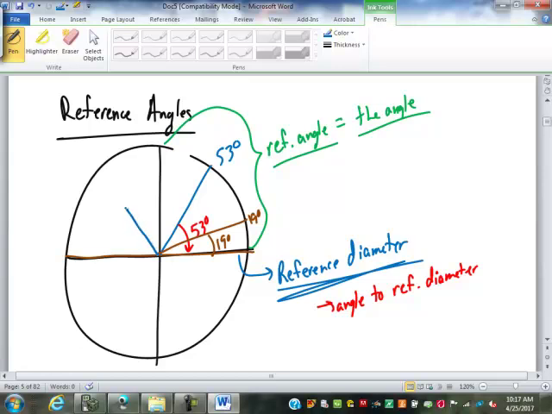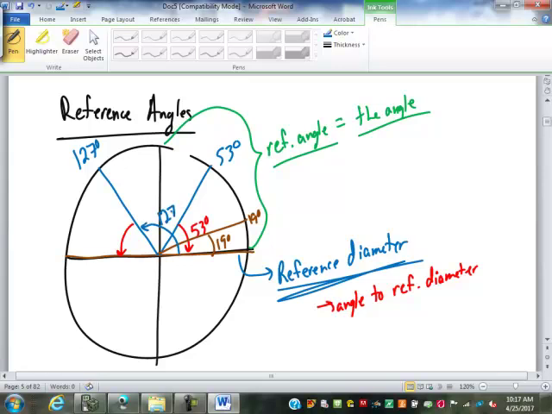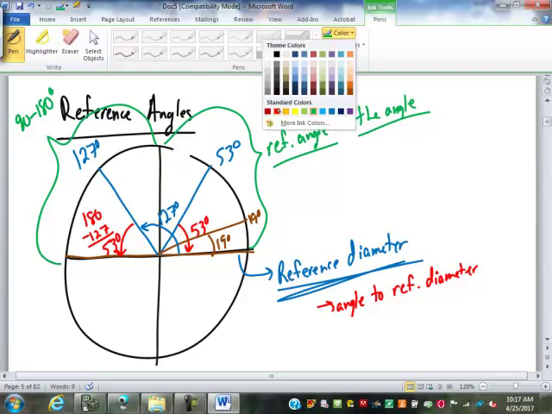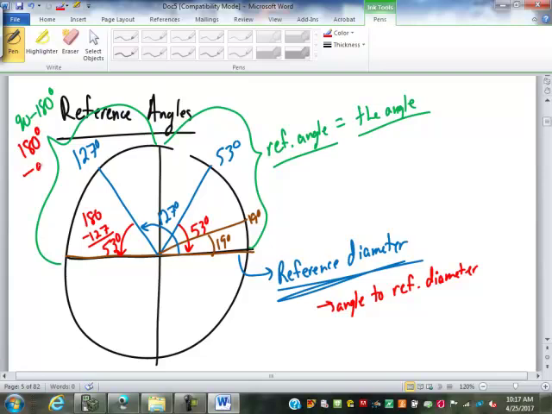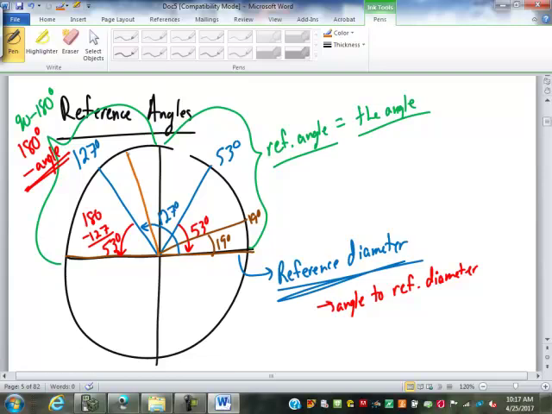Let's say I have an angle here of 127 degrees. The reference angle is the angle to the reference diameter. That would be this angle here. Remember, this is the 127 here. That reference angle would be 180 minus 127, or 53 degrees. Does that make sense? So in the second quadrant, which is from 90 to 180 degrees, the reference angle is 180 degrees minus the angle. So if I have 102 degrees, the reference angle will be 78 degrees. Perfect.